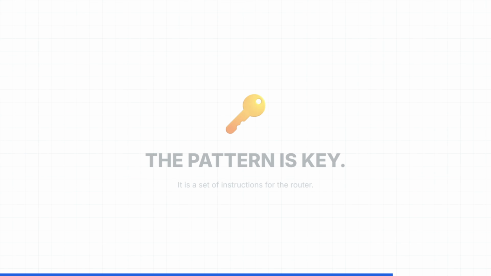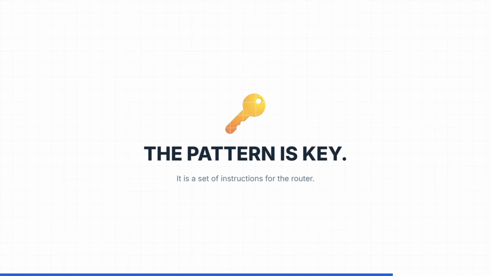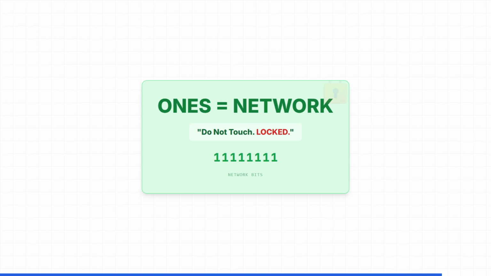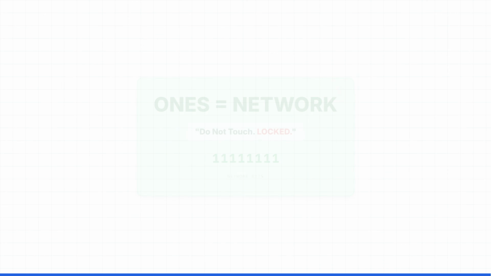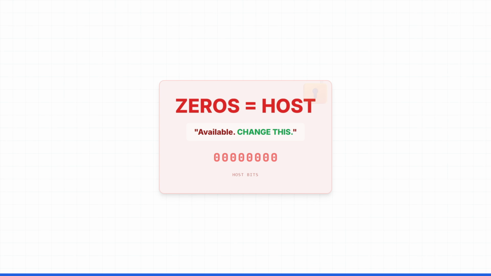This pattern is the key to the entire universe of networking. It is a set of instructions. The ones are the computer saying, this part is the street name. Do not touch this. It is locked. The zeros are the computer saying, this part is the house number. You can change this. This is available for hosts.